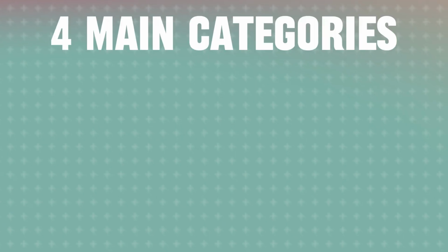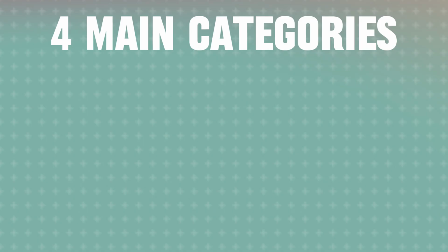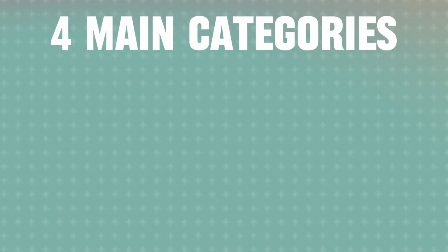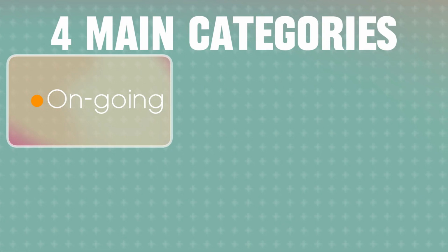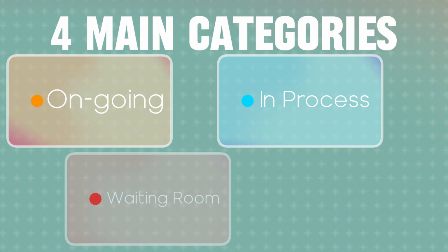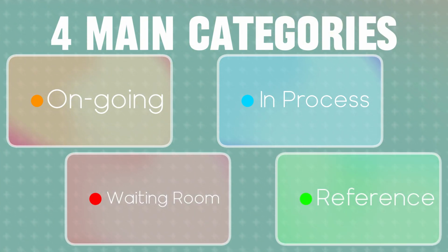So no matter what paperwork you're dealing with, there are 4 main categories, either digital or physical, that you'll want to divide everything into. So those categories are ongoing, number 1, in process, number 2, your waiting room, number 3, and reference, number 4. And that's it. But before I go into those categories, I'm going to start with something else.